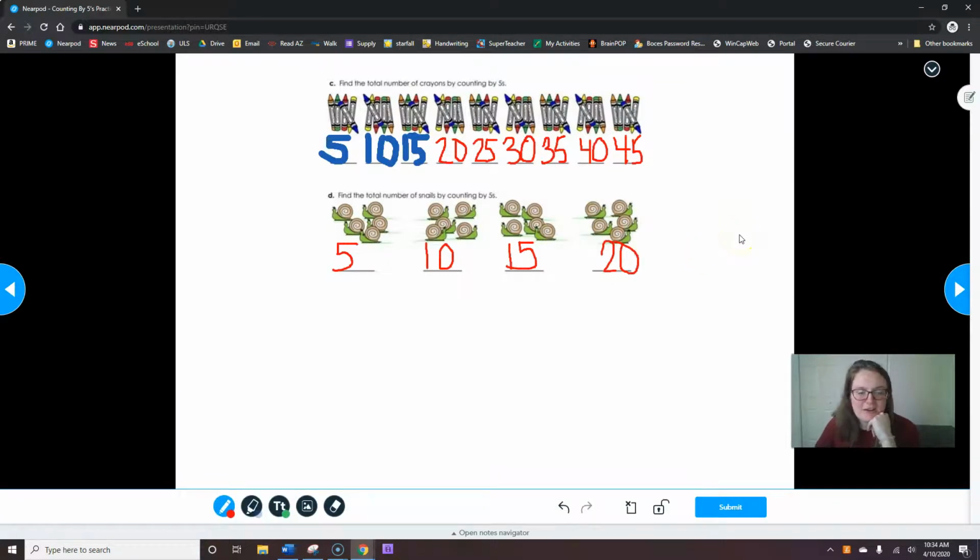Parents, if they're running out of stamina for writing the numbers, feel free to write for them or to type for them, because I know that typing on the computer or on the iPad can be very challenging. So let's count the snails. 5, 10, 15, 20. When you're done, hit submit.